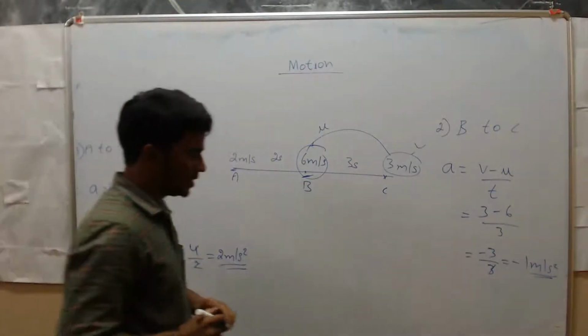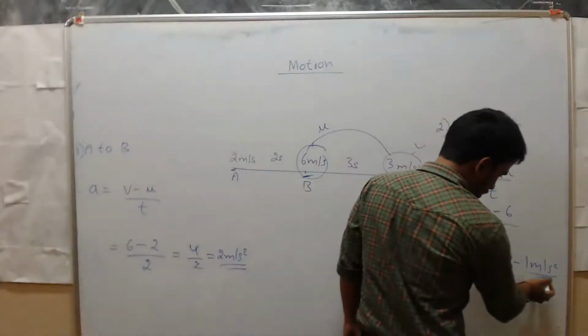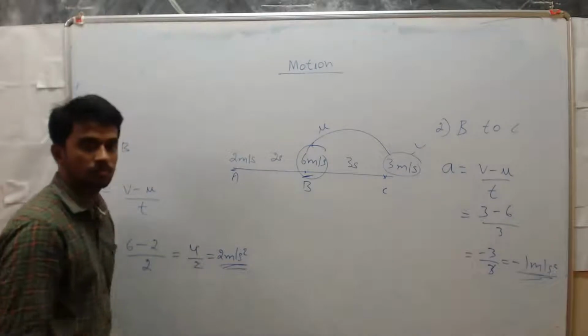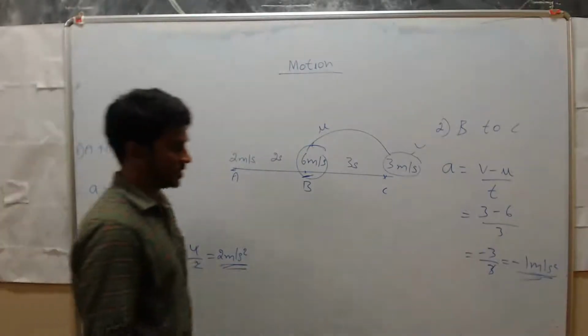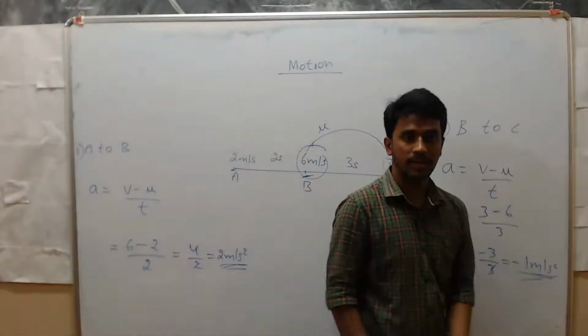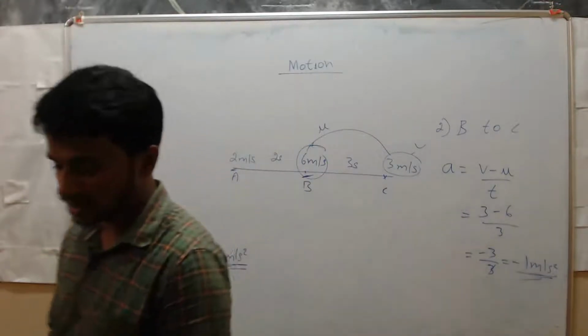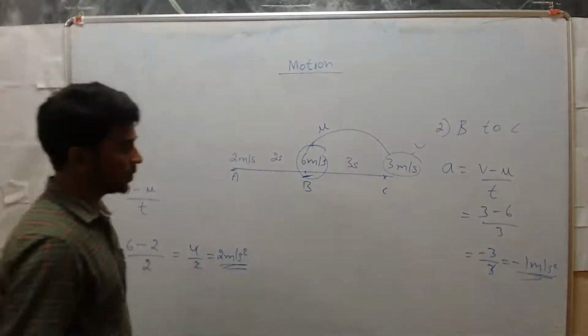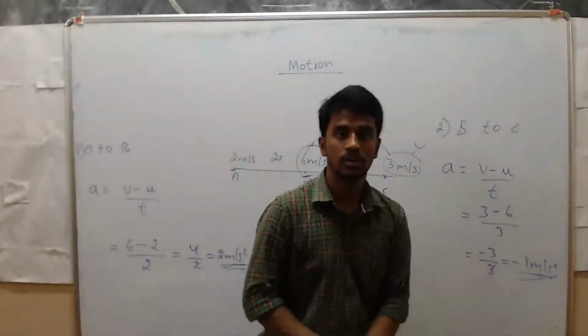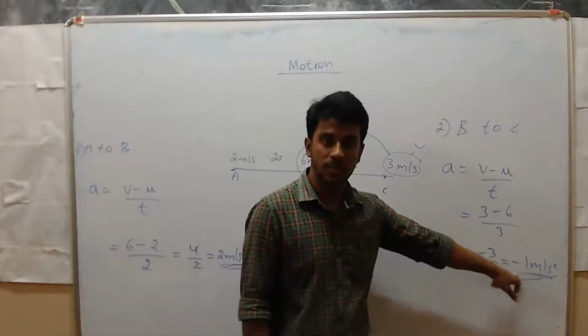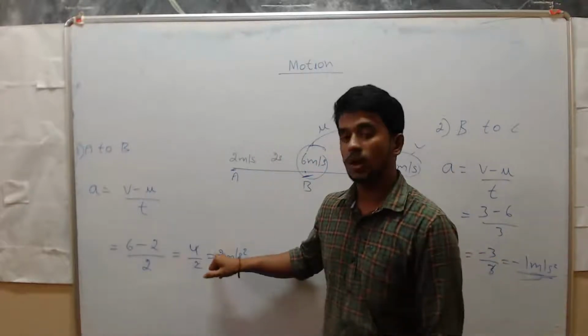See here, observe here. Here you got -1 and here you got +2. Here 2 meter per second square and here -1 meter per second square. Here 1, here 2. But what about signs? Here you got positive and here you got negative. See this negative sign, what it represents, and here for +2, what it represents.